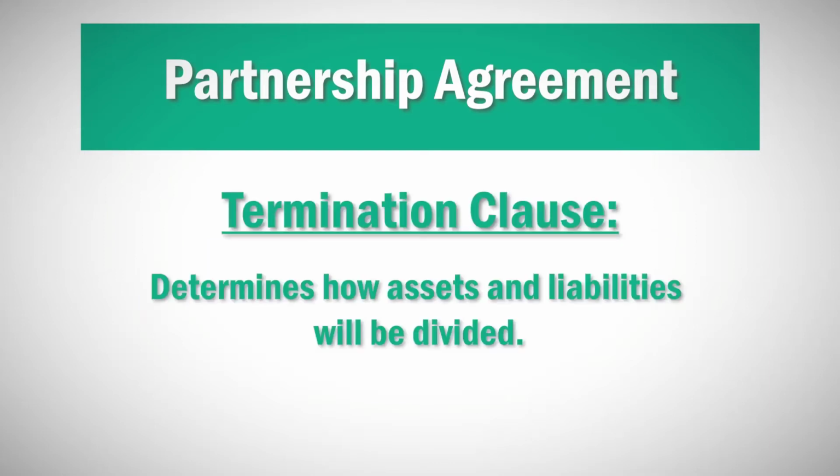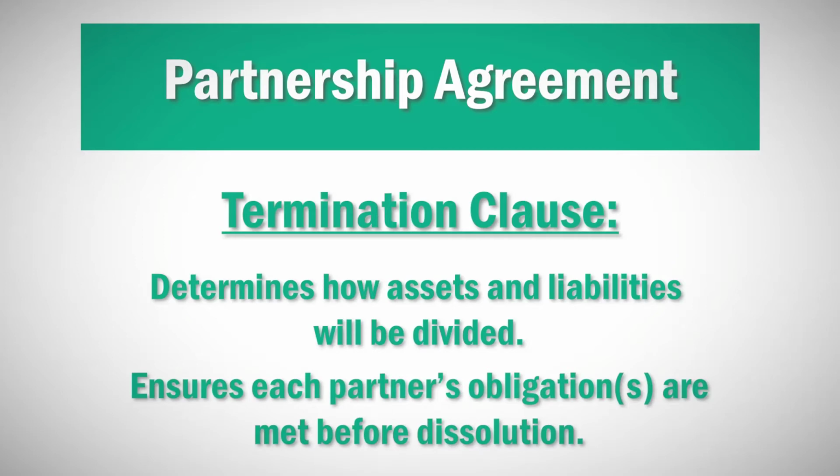This clause outlines the way in which the assets and liabilities of the business will be divided between or among the partners, and also determines the process applied to terminate the partnership, ensuring that all obligations of the partners are properly discharged.